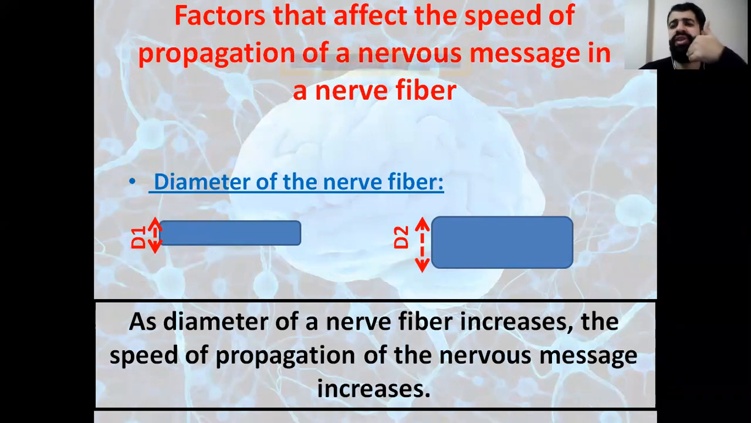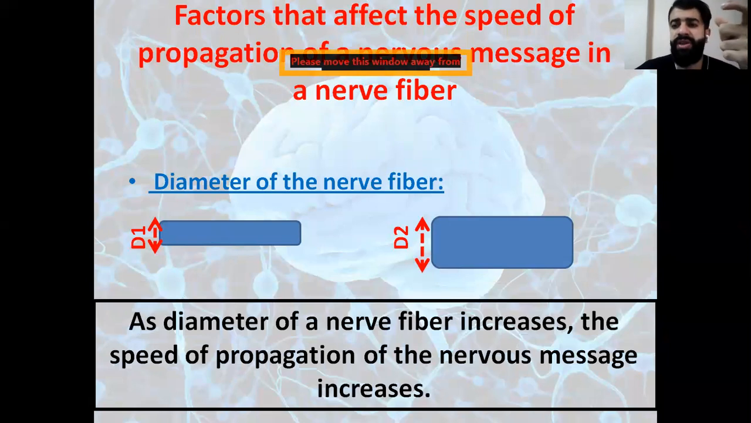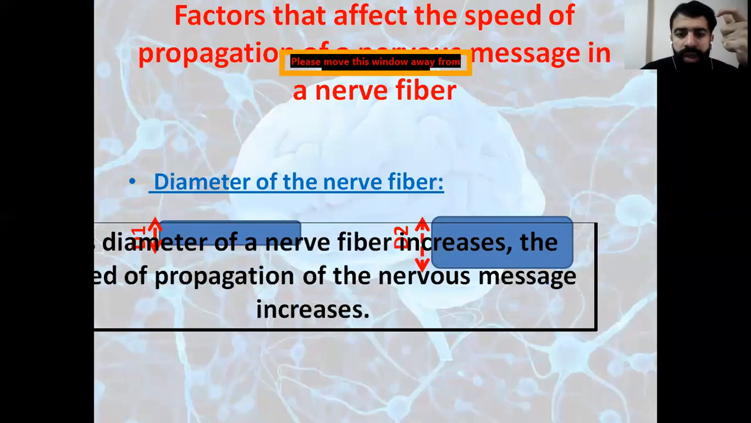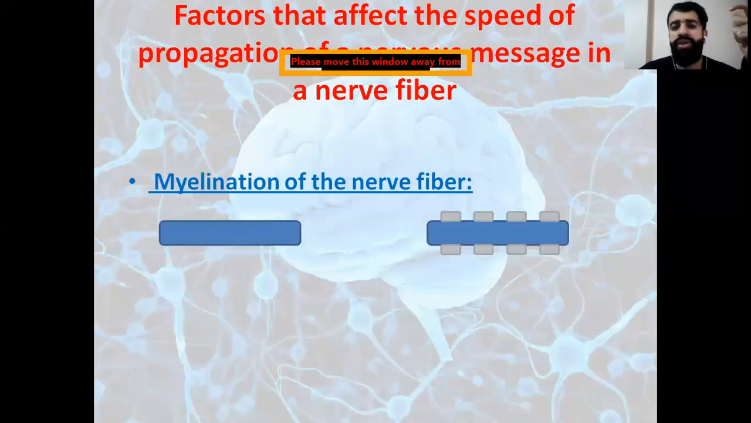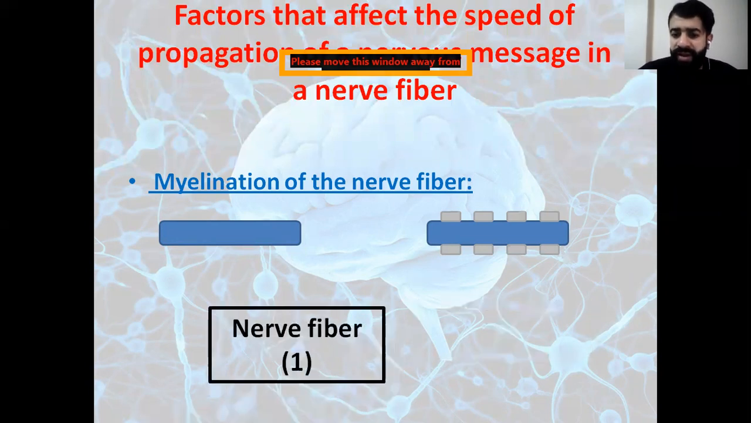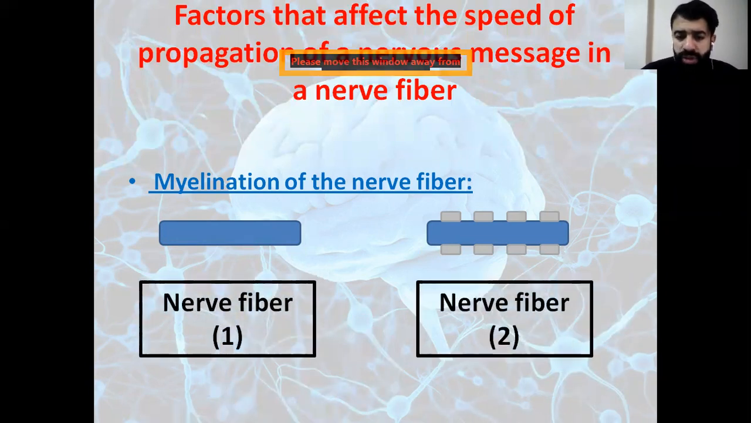So the first factor that affects the propagation of the nervous message is the diameter of the nerve fiber. As the diameter increases, the speed of propagation of the nervous message increases too. Moving now to the myelination of the nerve fiber. As we said yesterday, myelination is an important factor that affects the propagation of the nervous message. So whenever we have myelin, here indicated in gray, for example.